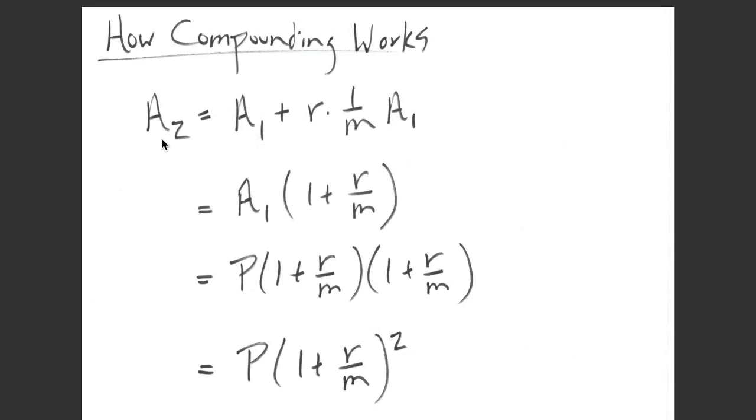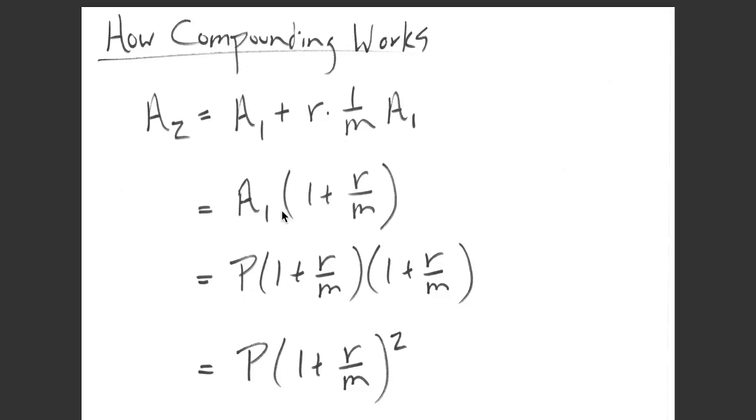After the second compounding period, what do you have? Well, remember now, you started out with the amount you had after the first compounding period. So your principal is now A1. And then on that principal, you're going to earn interest rate r for t equals 1 over m time. So we get this expression here. And if you factor out the A1, you get A1 times 1 plus r over m.